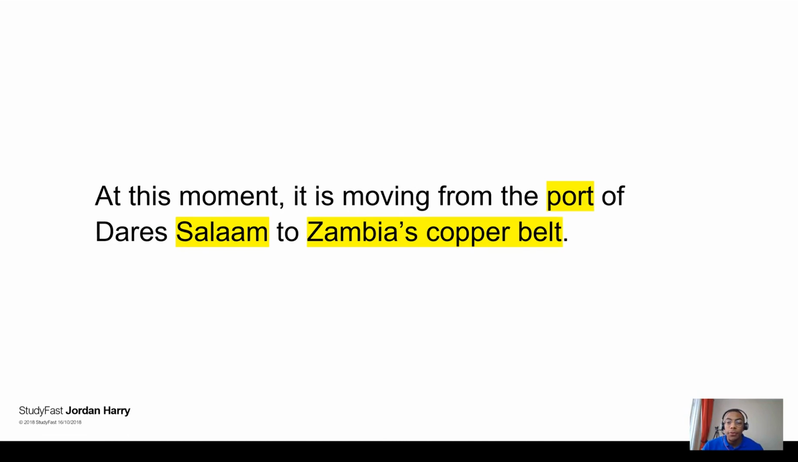At this moment, it's moving from the port of Dar es Salaam to Zambia's Copper Belt. When I hear the word port, I think of the wine, Dar es Salaam, salami. And of course, we already said that Zambia is zombie. So I picture a zombie with a great copper belt on.